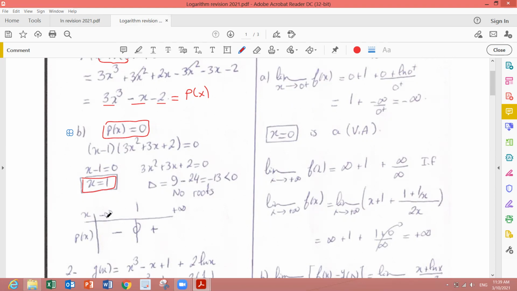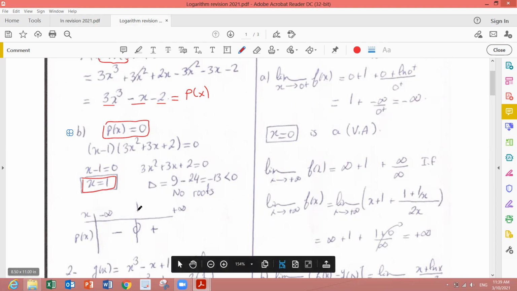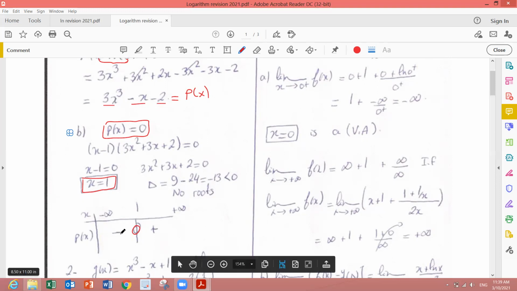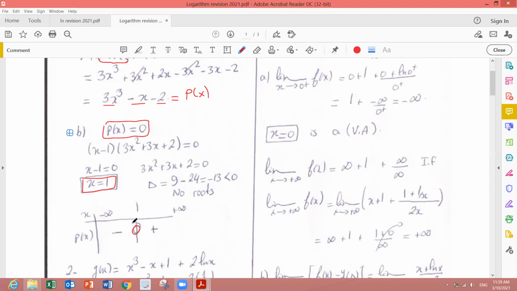Now, to study the sign of P(x), we make the sign table. x domain is minus infinity to plus infinity. P(x) at 1 is 0. To know the sign, if I take a number less than 1 like 0 and replace it in P(x), we get minus 2. This is negative, that is positive. In this way, we have determined the sign of P(x).